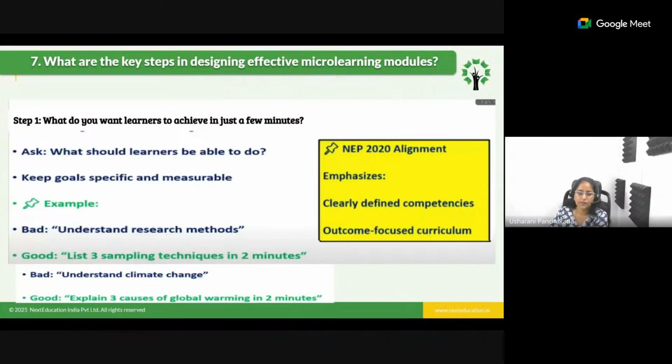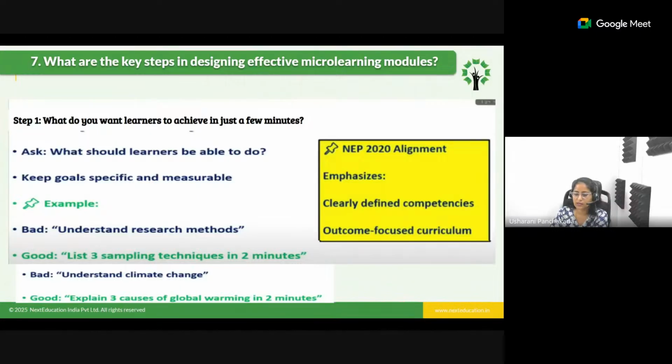Yes. Now coming to the key steps in designing effective microlearning modules. Step 1 is: what do you want the learners to achieve in just a few minutes? So ask, what should learners be able to do? Keep the goal specific and measurable. Okay, so here, what is wrong in this? Is it a correct learning objective?